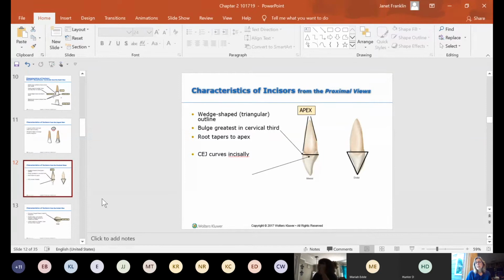And then the CEJ curves incisally. And I drew an arrow there to kind of show you the CEJ curves down toward the incisal. Now the CEJ curves down differently on the mesial and distal, but right now just notice that the CEJ curves toward the incisal edge.